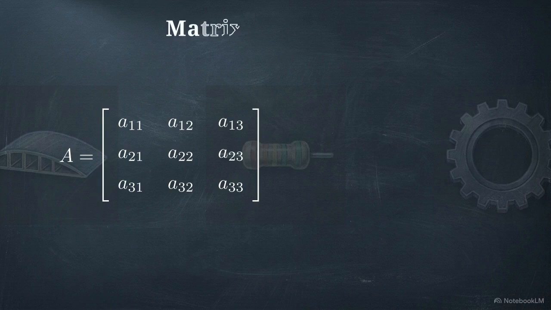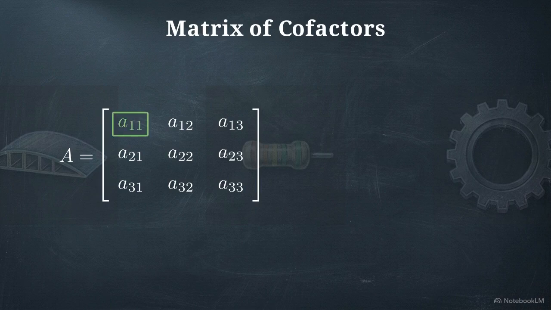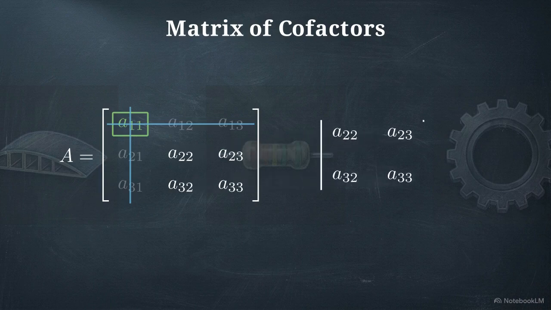The first step toward inversion is calculating what is known as the matrix of cofactors. To find the cofactor for a single element, such as A11 in the top left, we conceptually delete its intersecting row and column. This leaves a smaller 2x2 submatrix. The determinant of this remaining 2x2 grid provides a minor value for that specific position.